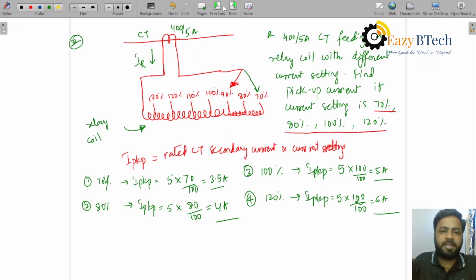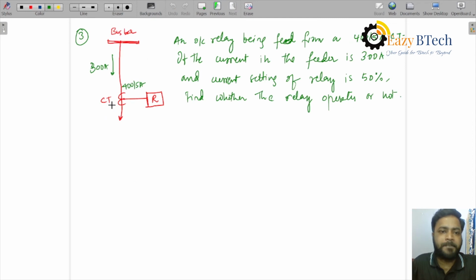Let us go to the next problem. Here there is a bus bar and there is a CT connected to a relay. The CT rating is given as 400 by 5 amperes and the primary current of the relay is given as 300 amperes. So let us come to the question.